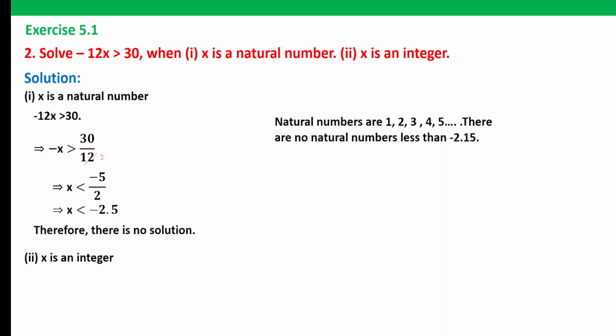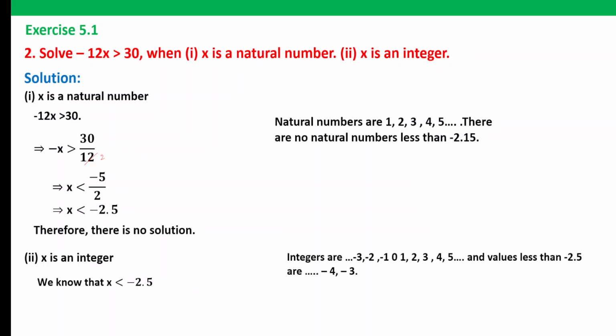When x is an integer, we know that x is less than minus 2.5. So integers are from minus infinity to plus infinity. So the values less than minus 2.5 are from minus infinity to minus 4 and minus 3. So the values will be from minus infinity to a maximum of minus 3.